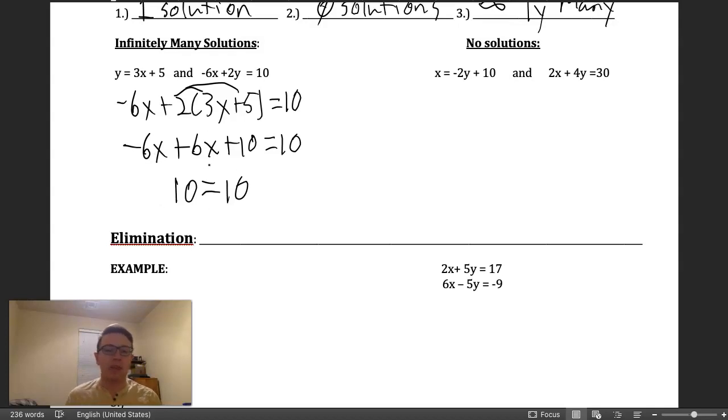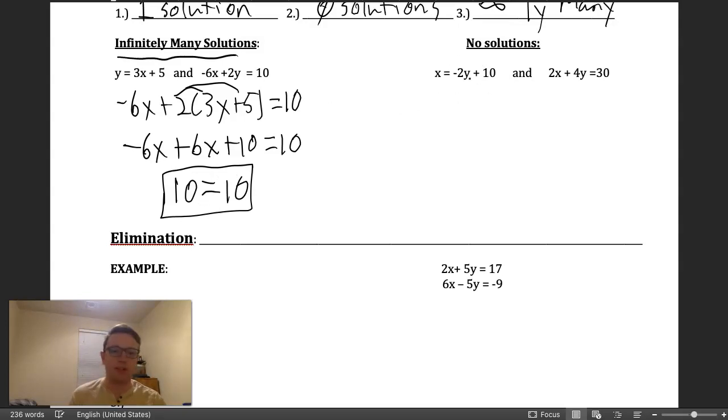This tells us that no matter what we do, no matter what we plug in for x and y, these will always be correct. So this is infinitely many solutions. If you get something at the end where it's always going to be true, you have infinitely many solutions.